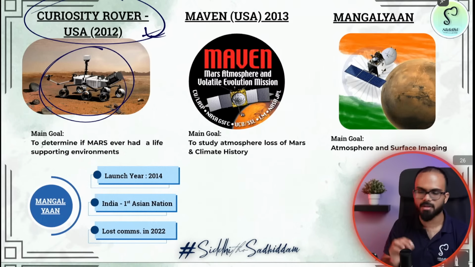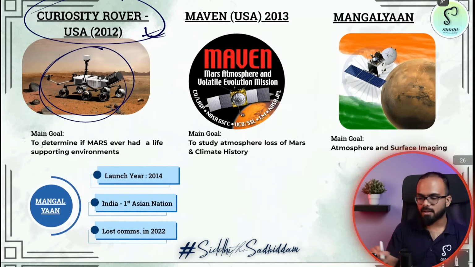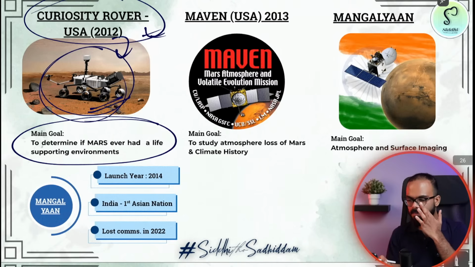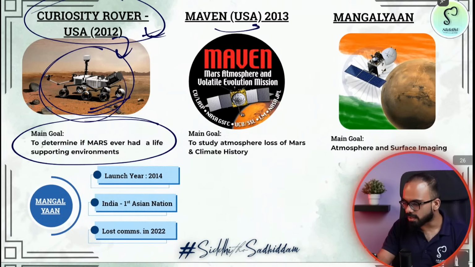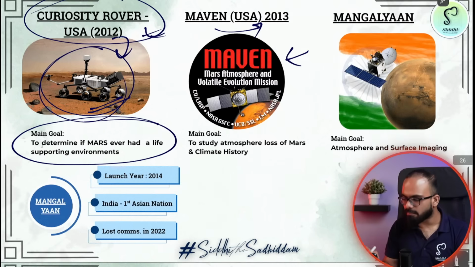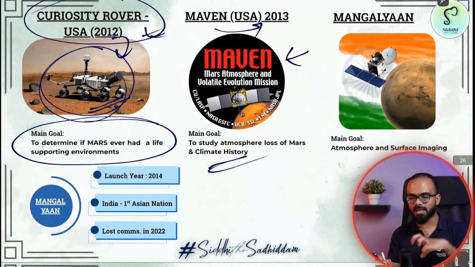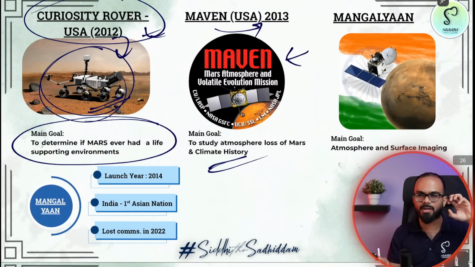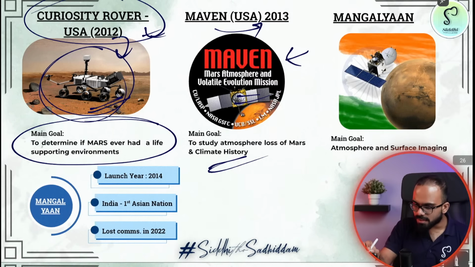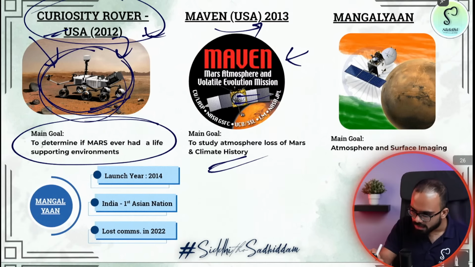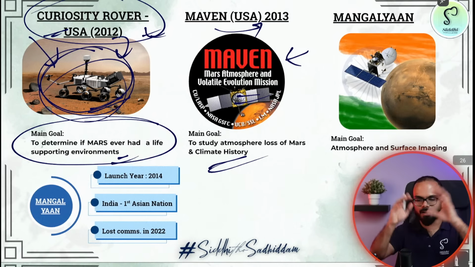This is your Curiosity rover. Curiosity rover is USA's Mars rover. The goal is to understand whether Mars supported life at any time or not. Next, the US did one more mission, that is Maven. In the Maven mission, the aim is to study the Mars climate and the history of the atmosphere. What kind of climate history was there? That is studied in Maven. Whereas Curiosity rover landed on Mars, the aim is to study the Mars surface.